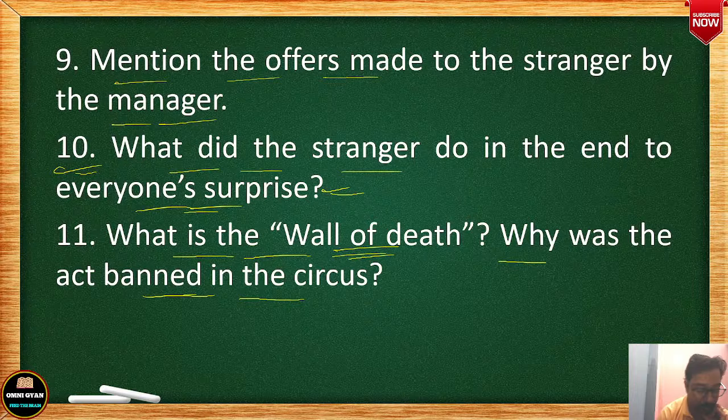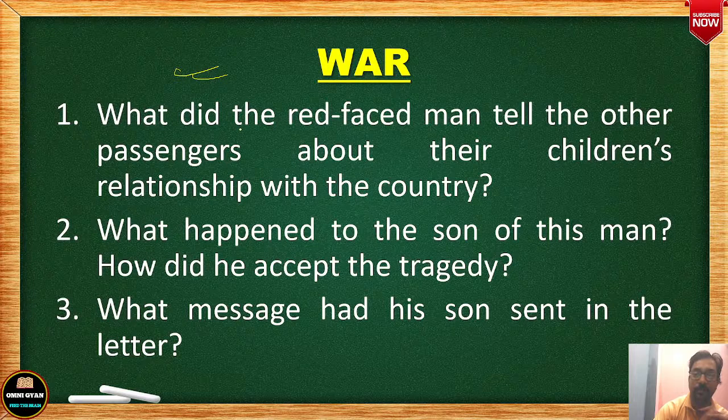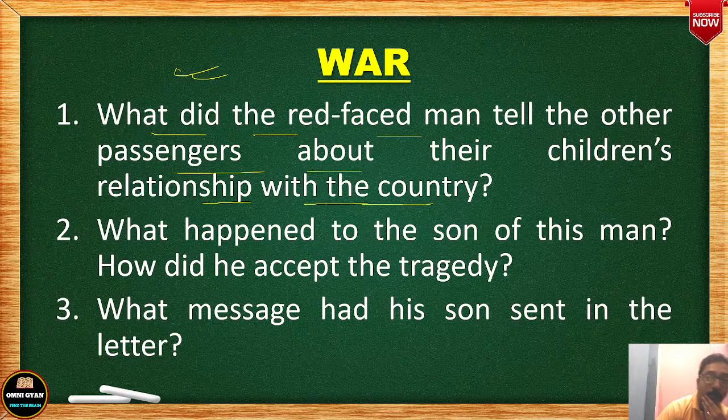Okay. Then next we have "War". Now, "War" is a very complicated story, but I have found some important questions which will be important for your exams. Now, what did the red-faced man tell the other passengers about their children's relationship with the country? What should their children's relationship be with the country? Like, our children are actually not our children. Our children belong to the country. This is what the red-faced man says.